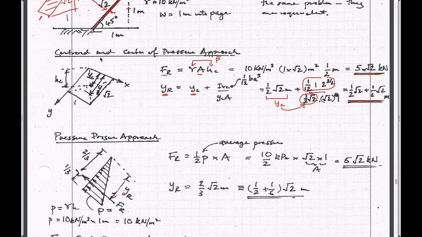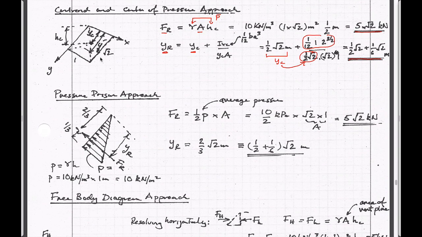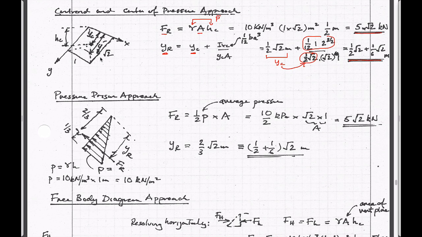The other way to do it, entirely consistent with that, is this pressure prism approach. So you take the dam on its own. You take the average pressure. This is what we've called P prime. Actually, this is the same expression as this one, just written a bit differently, times the area. And you get the same force that's acting on this.